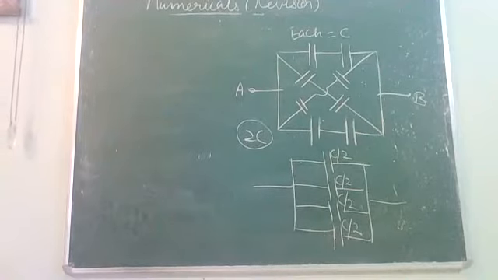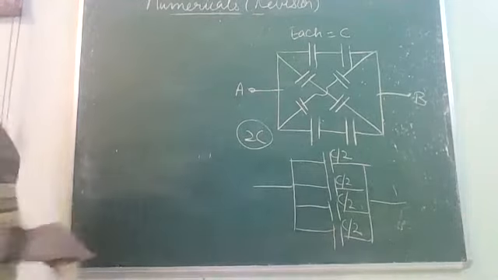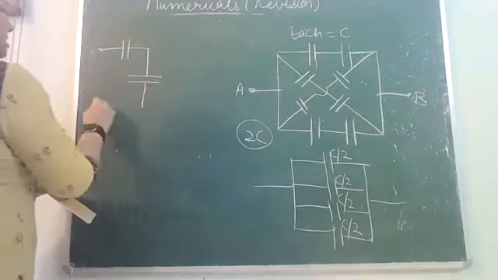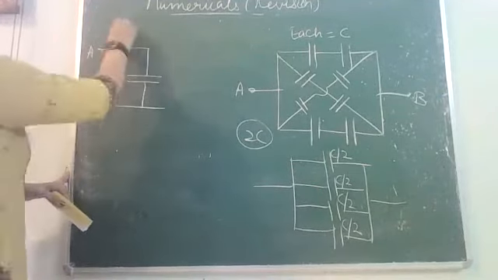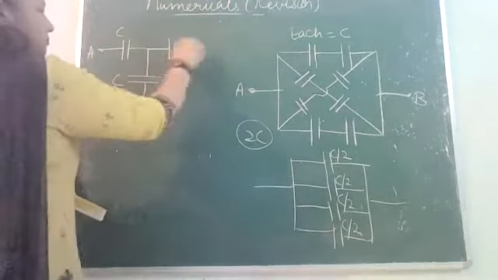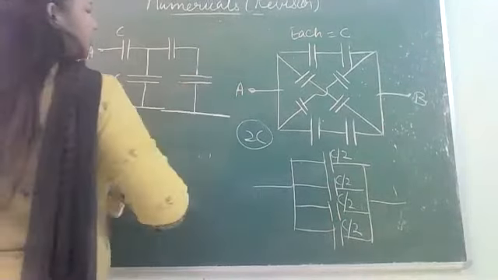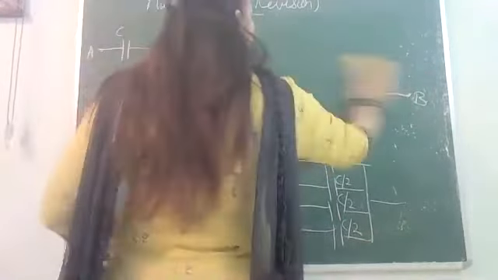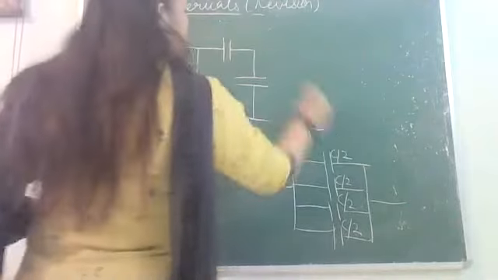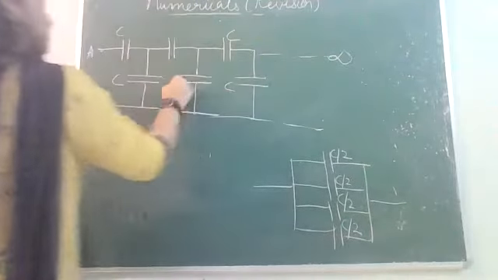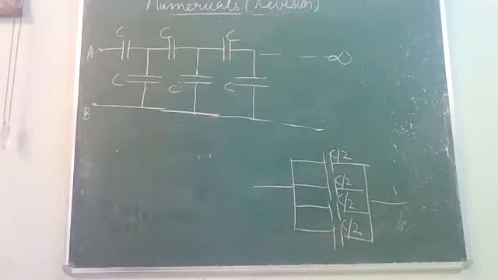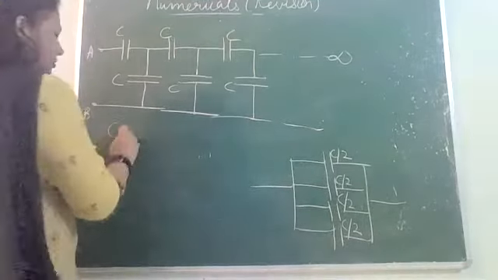Okay. Next is the infinite capacitor network. We are to find the equivalent capacitance between A and B. This is an infinite network of capacitors given to us, and this goes up to infinity. Find the equivalent capacitance. So let the equivalent capacitance of this network be C naught.